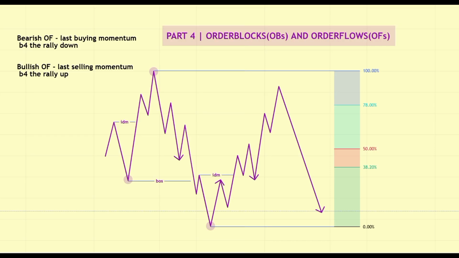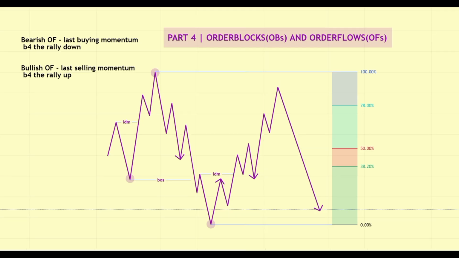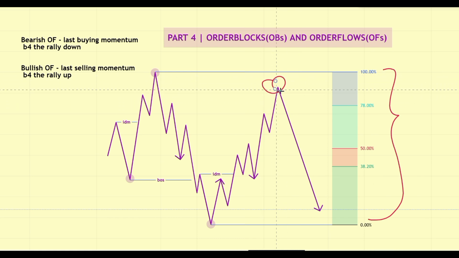This is part 4, order blocks and order flows. In the previous parts, we learned how to identify a valid pullback, how to map market structure, how to identify your trading range or impulsive move, and how to identify the inducement on that trading range or impulsive move. In this part, we will learn how to identify these order blocks on that trading range so that we can know where to catch these potential reversals.